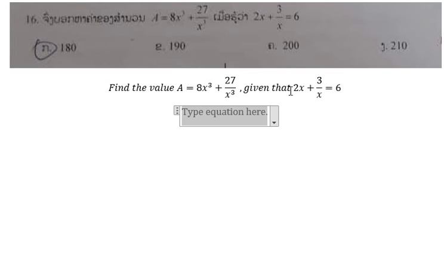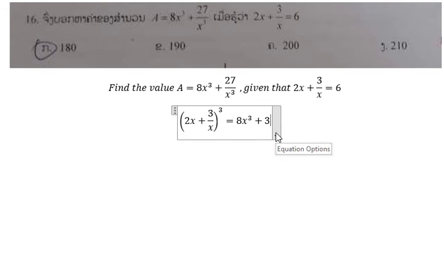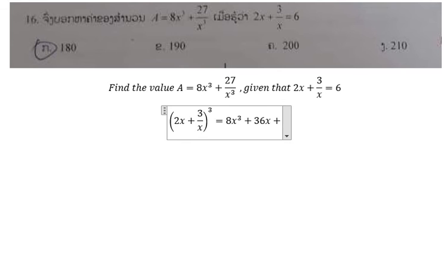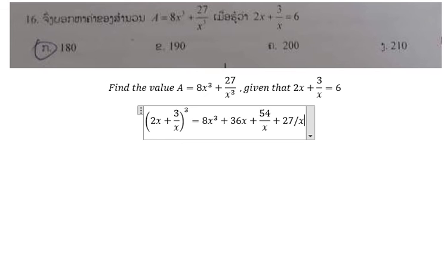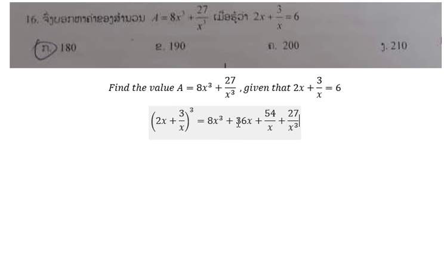We have 2x plus 3 over x. So we can put it to the power of 3 on both sides. So we need to expand this one. Next, we move this one to the left.